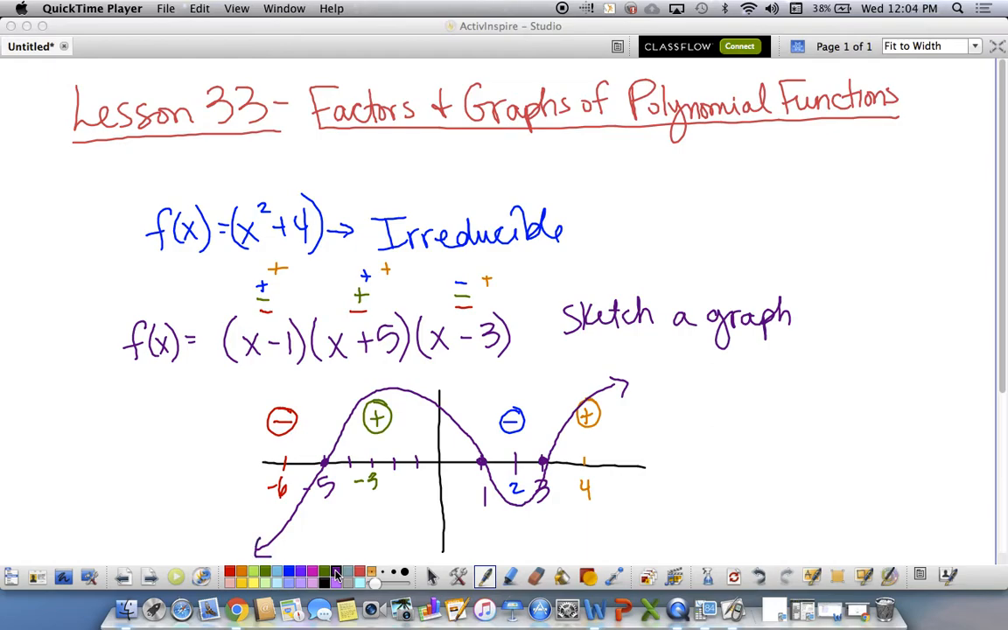That's all review. We've done that before. Just kind of bringing that back to the forefront because it was last quarter when we did that. And until now, I told you, we can just alternate. Minus, positive, minus, positive. It's going to do that. Well, today, we're going to figure out when that might not happen.